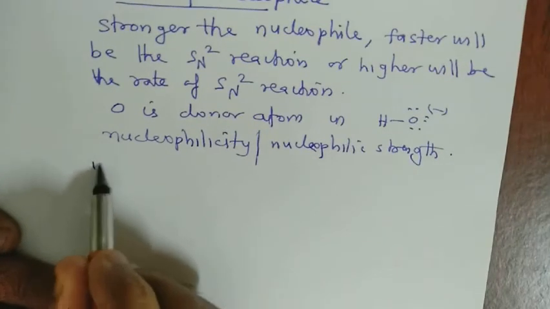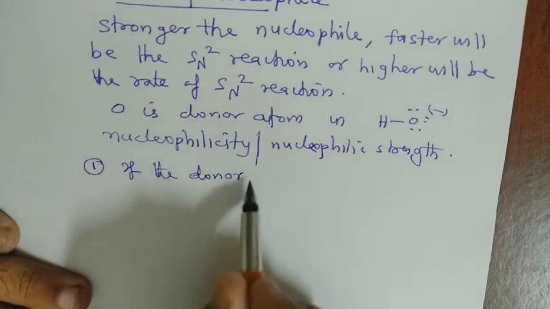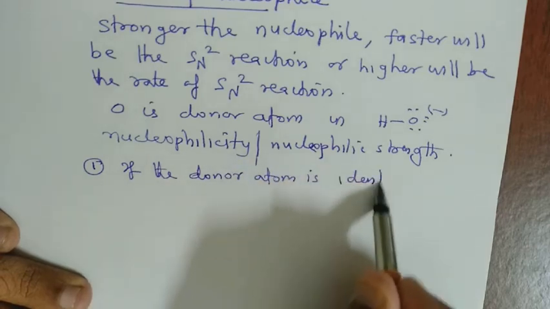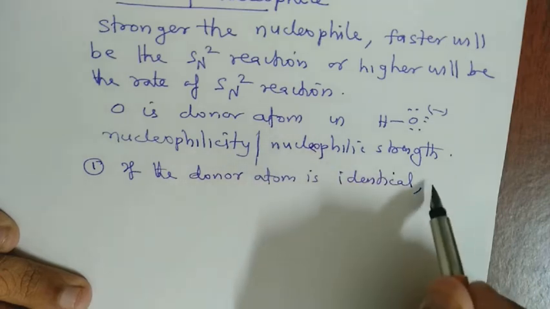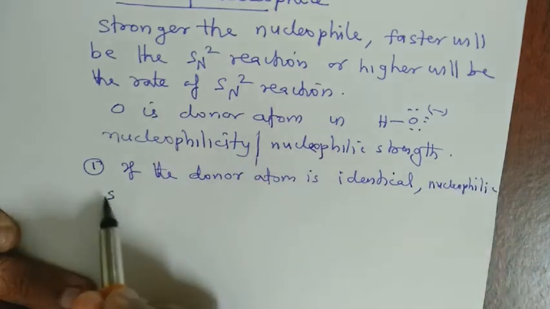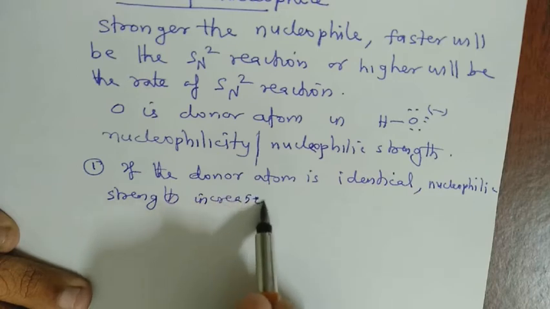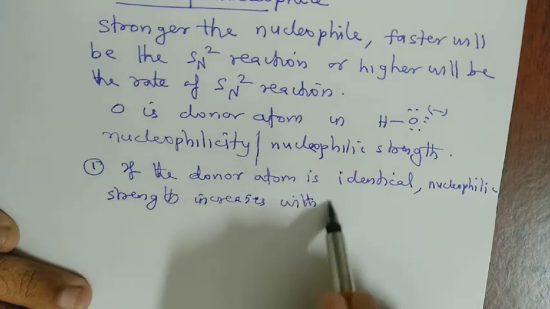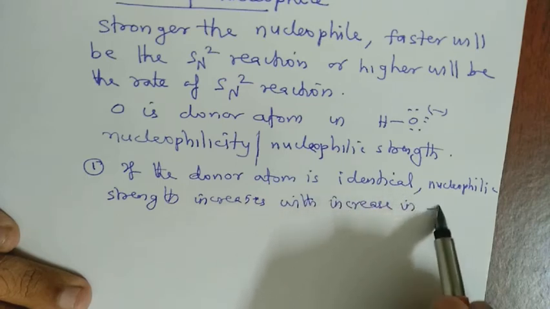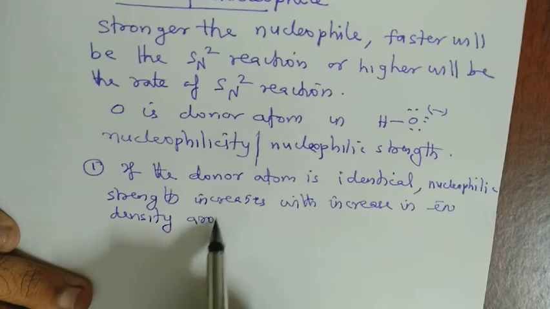The first one: if the donor atom is identical, nucleophilic strength increases with an increase in electron density around the donor atom.